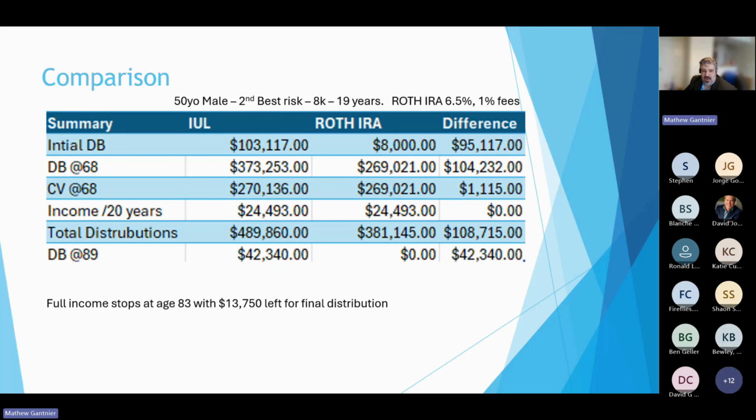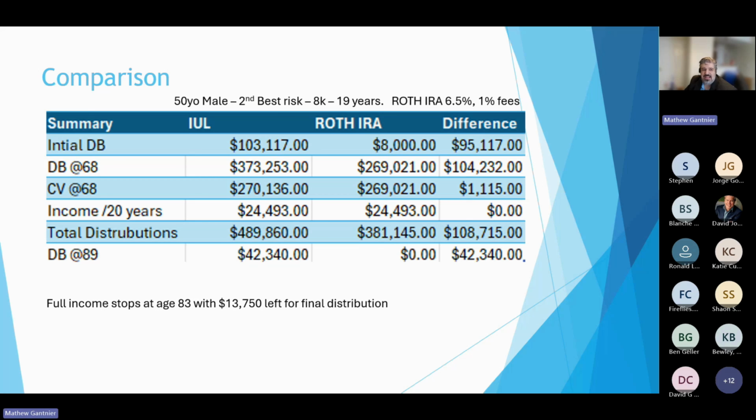$1,000 when you're talking about $270,000 is a small percentage. So they're roughly in line with each other when income starts. So we're going to show income for 20 years, which is your typical income solve on an IUL. And that income showed 24,493. So we're going to take the same amount out of the Roth every year.